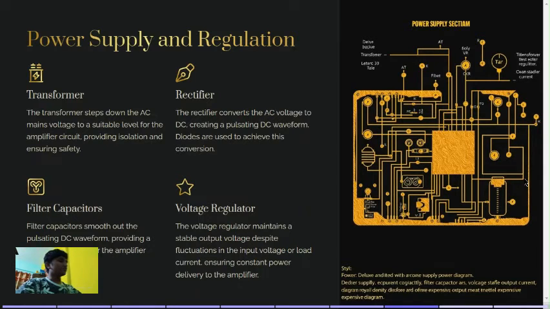Filter capacitors. Filter capacitors smooth out the pulsating DC waveform, providing a stable DC voltage for the amplifier circuits. Voltage regulator. The voltage regulator maintains a stable output voltage despite fluctuations in the input voltage or load current, ensuring constant power delivery to the amplifier.